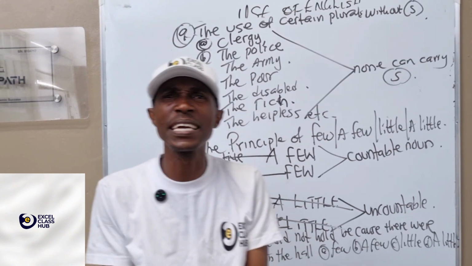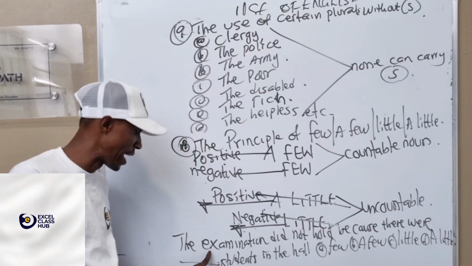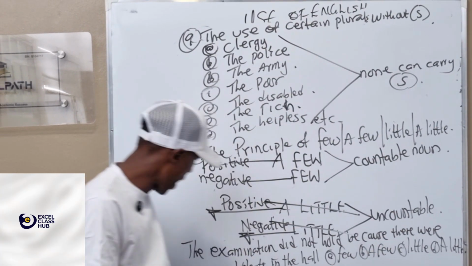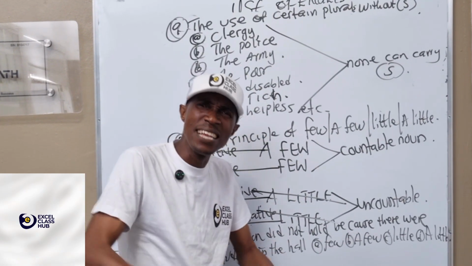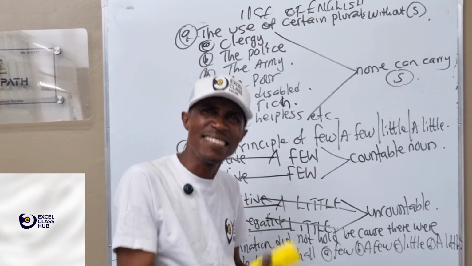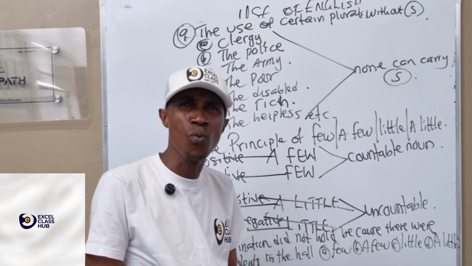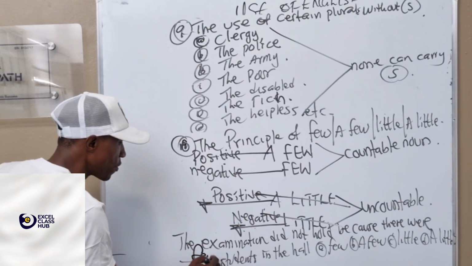How do we now pick the correct answer? Now go back to the question again. The examination did not hold because there were dash students in the hall. The exam did not hold. Is it a positive thing or a negative thing? This is a negative event. And for the fact that it was a negative event, the answer goes with what? Few.